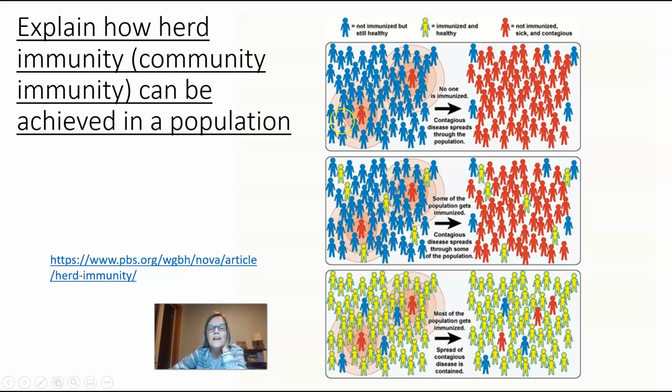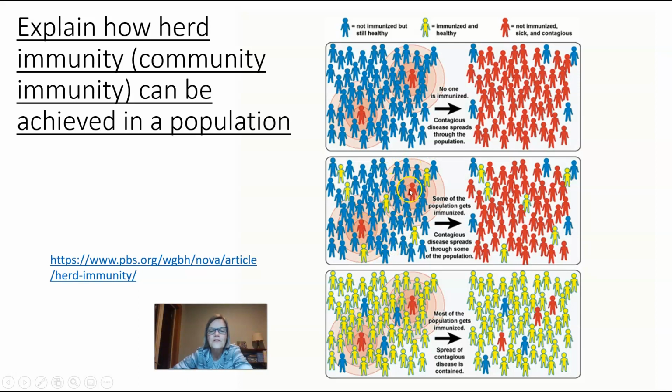So what's going to happen in that case? These red people are going to infect the surrounding people, who are going to infect the surrounding people, and most of the people in that population would end up getting sick. So a contagious disease is going to spread through that population. If we have some of the population immunized, right here, this yellow guy in the middle is immunized and healthy. So we've got the blue people that aren't immunized, and that makes up most of this picture.